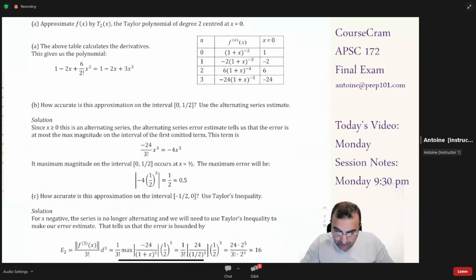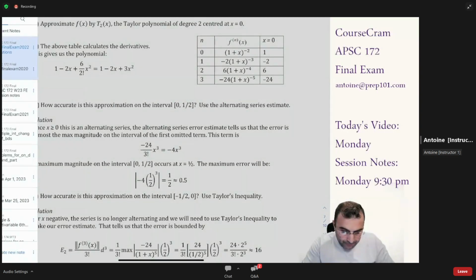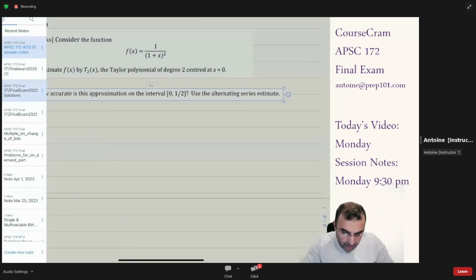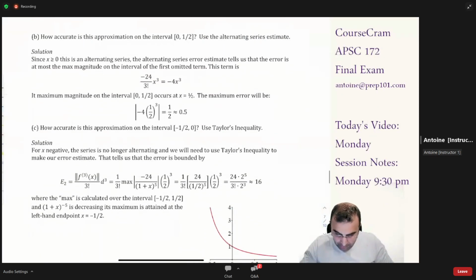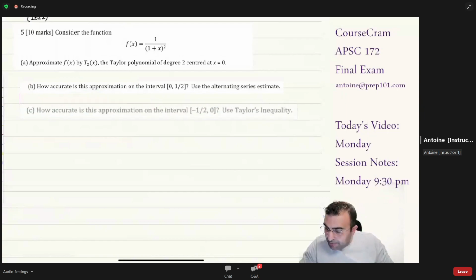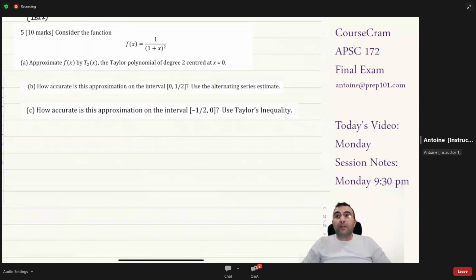Part B is, how accurate is this using an alternating series? And then, how accurate is this using Taylor's inequality? So basically the same type of scenario. So let's work it out. What is the Taylor degree 2 polynomial?